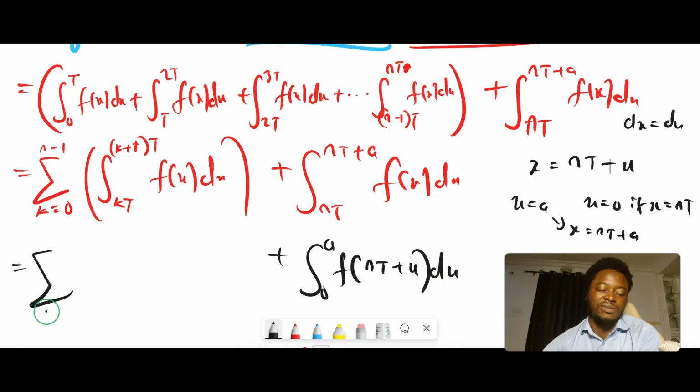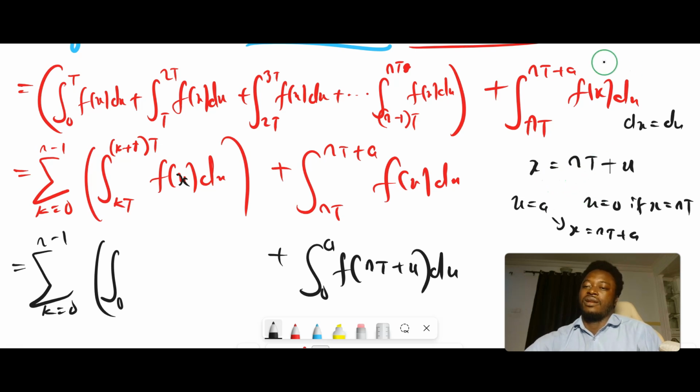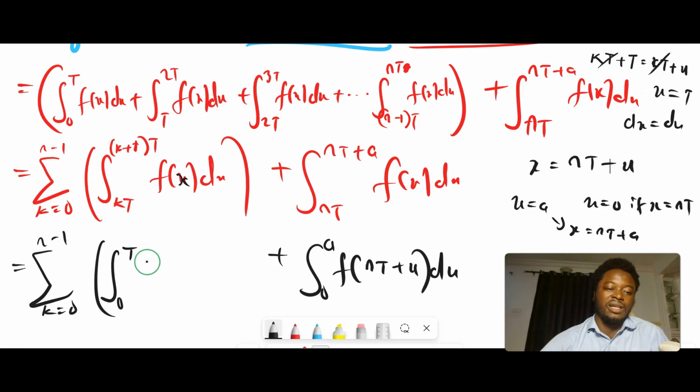Now what about this part here? Let's bring down the sum. This is from k equals 0 to n minus 1. And for this part here, what about when x is kt? Again u will be 0, so you have the integral from 0. What about when x is kt plus t? In this case the kt is cancelled out, so u would equal t. So you have the integral from 0 to t of f of kt plus u du.